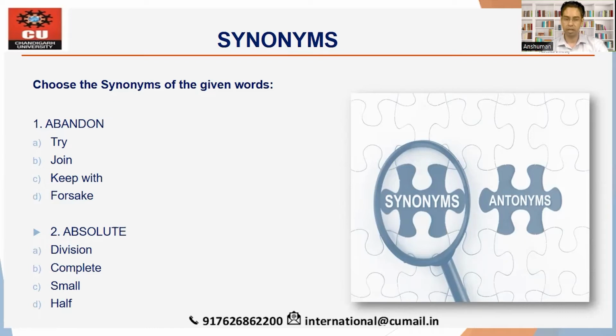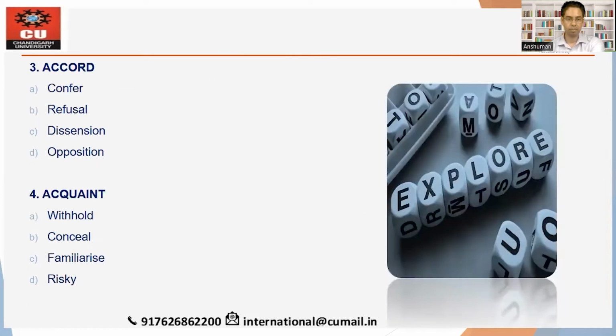Option C and option D. Option C talks about small. Small has nothing to do with complete. And option D, which is half, also has nothing to do with the correct answer. And the correct answer is option B, which is complete in itself. Hence, the correct answer of question number 2 is option B. Let us move ahead and see the next part.